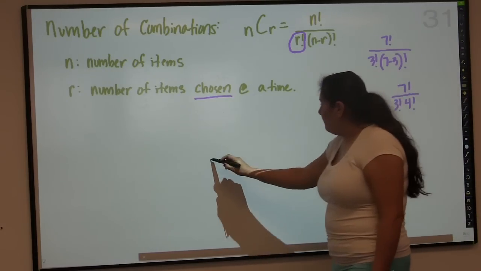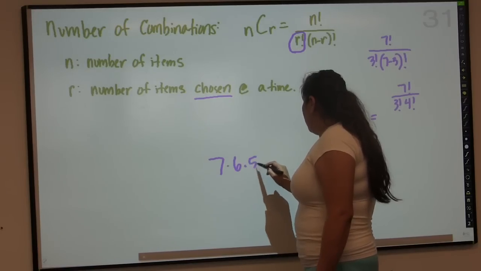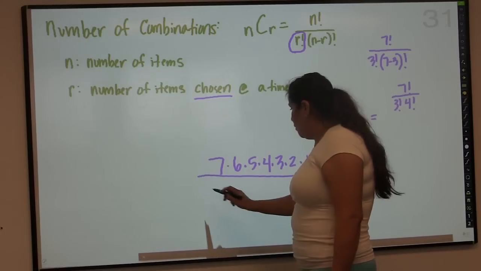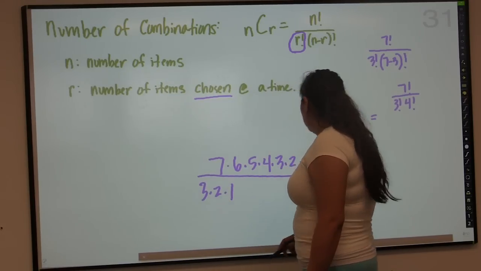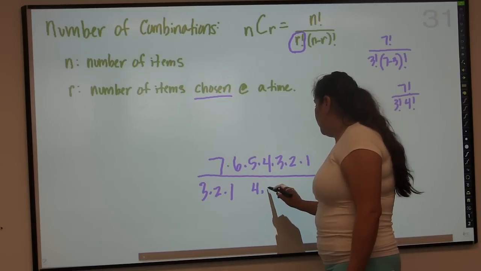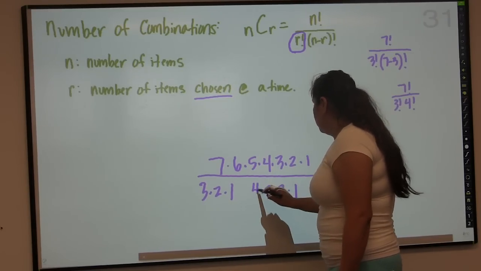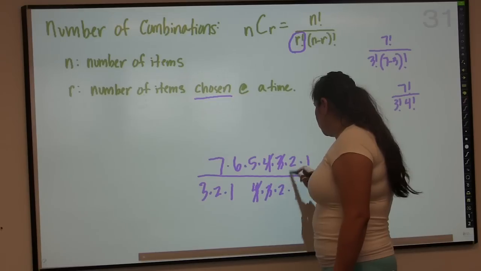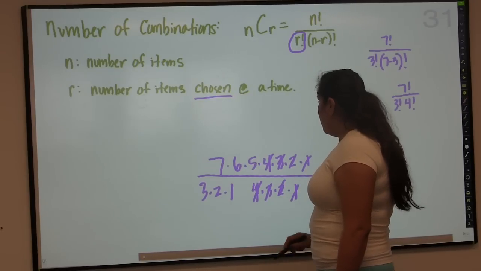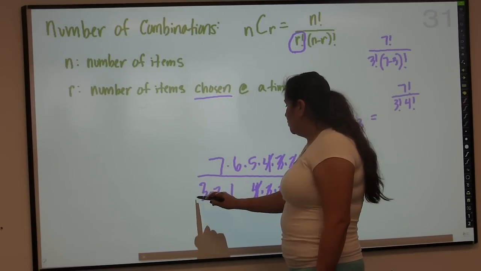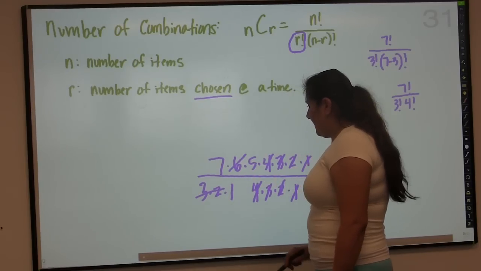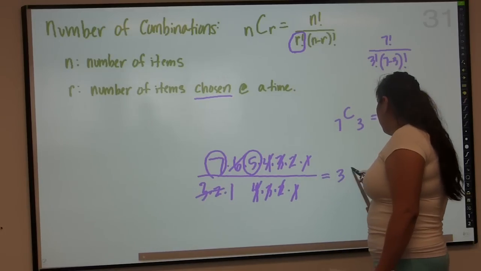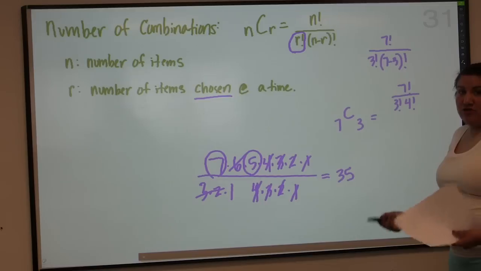So here we go. We have 7 times 6 times 5 times 4 times 3 times 2 times 1. And then we have 3 factorial, which is 3 times 2 times 1. And then we have 4 factorial, which is 4 times 3 times 2 times 1. Alrighty? And what's going to happen is that the 4 and the 4 will cancel, 3 and 3, 2 and 2, 1 and 1. And now you have 3 times 2 is 6. So it's going to cancel with that 6. And all you have left is 7 times 5 divided by 1, which is 35. Which is already the answer. We knew that from before.